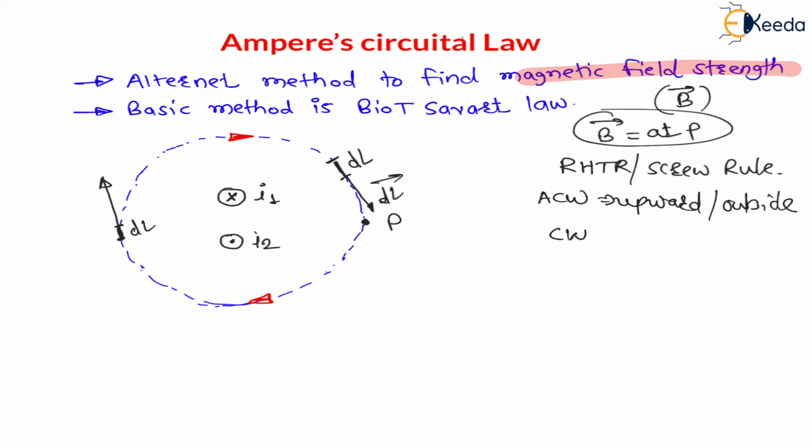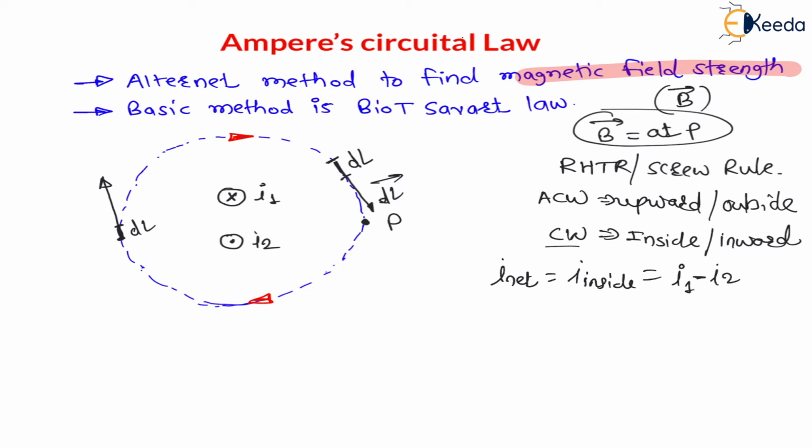And to insert the refill or to tighten the pen, I have to rotate clockwise. Clockwise means inward or inside. Now it is clockwise rotation. Therefore for clockwise rotation I1 will be positive, I2 will be negative. Therefore the net inside current, I net, will be equal to I1 minus I2. I1 will be positive.